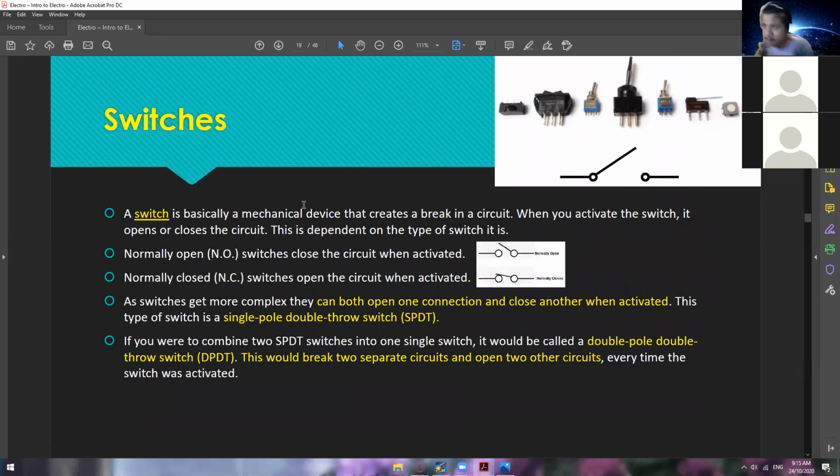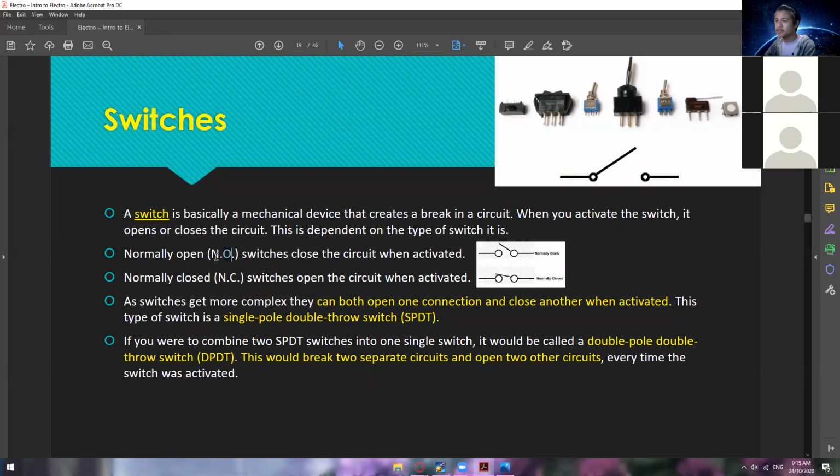Next one are switches. So what is a switch? A switch is basically a mechanical device that creates a break in a circuit. When you activate the switch, it opens or closes a circuit, or vice versa. This is dependent on the type of switch it is. So we have two types of switches: the normally open and the normally closed.